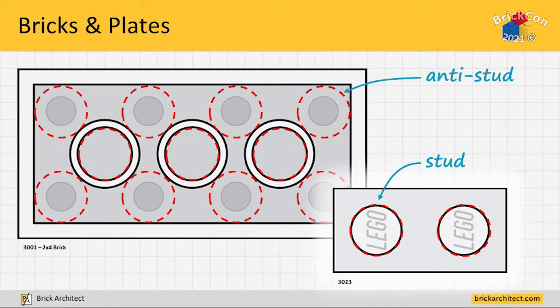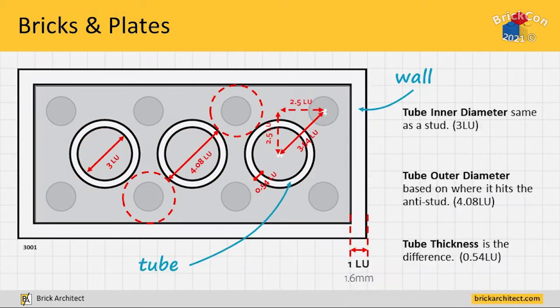So on the left, you see a 2x4 brick. There are the 8 anti-studs on the underside that line up perfectly with the studs above them, as well as the 3 holes, which are the insides of those tubes. And that's showing just the simplicity and also brilliance of the Lego system, is that you actually have extra connection points just by its very design.